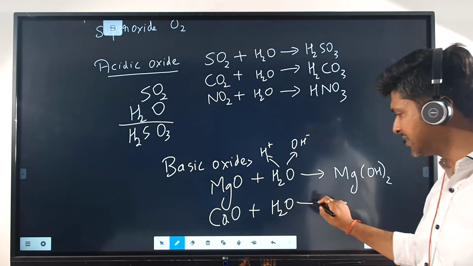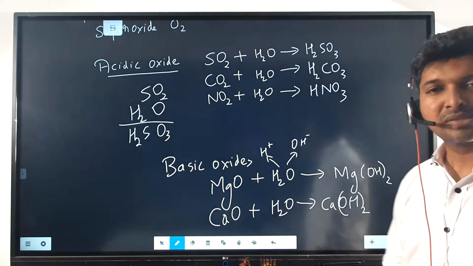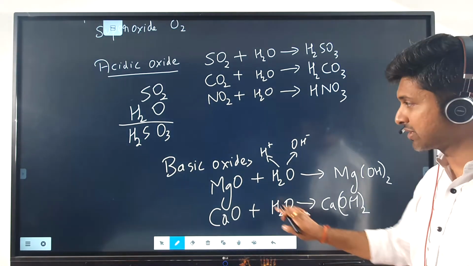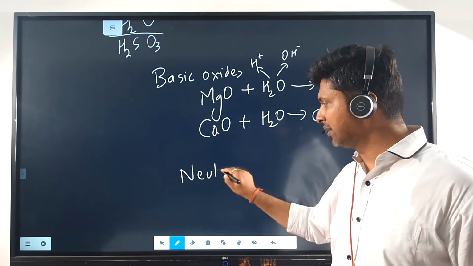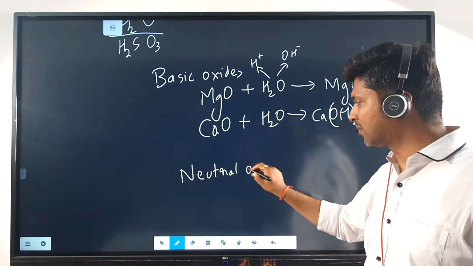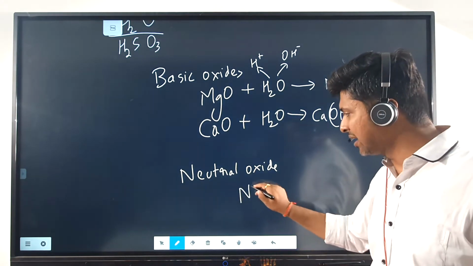You add water to this and you will get what? Ca(OH)2, calcium hydroxide. These are basic oxides. Then we also have neutral oxides. Now what are neutral oxides? Obviously when you add water, they don't give you acids or bases, they are neutral, that is NO and CO.